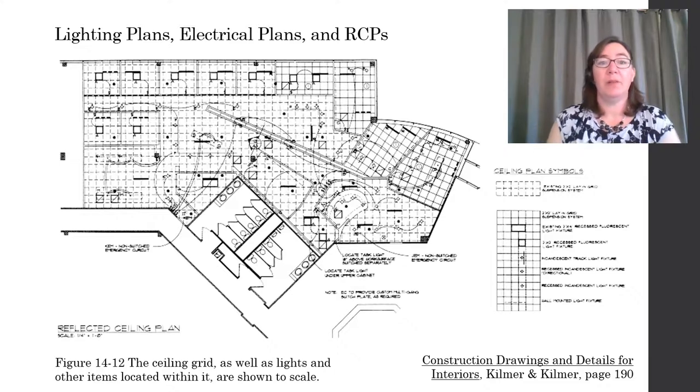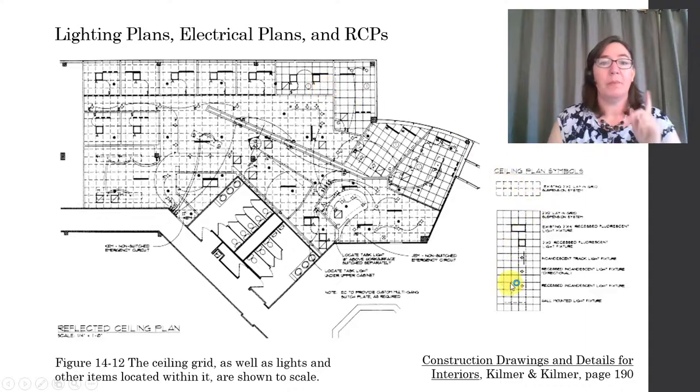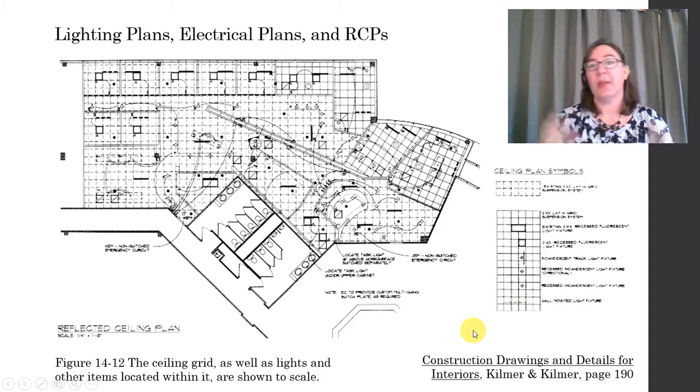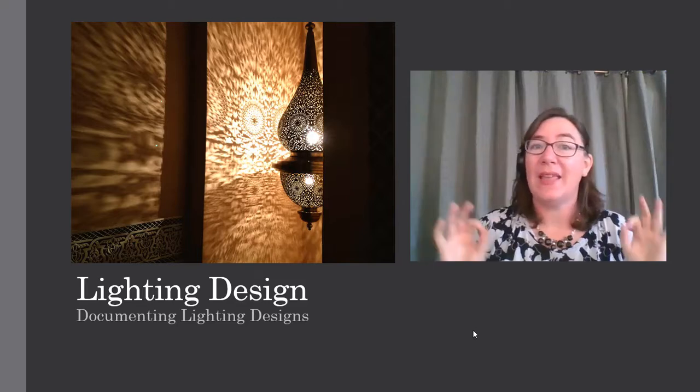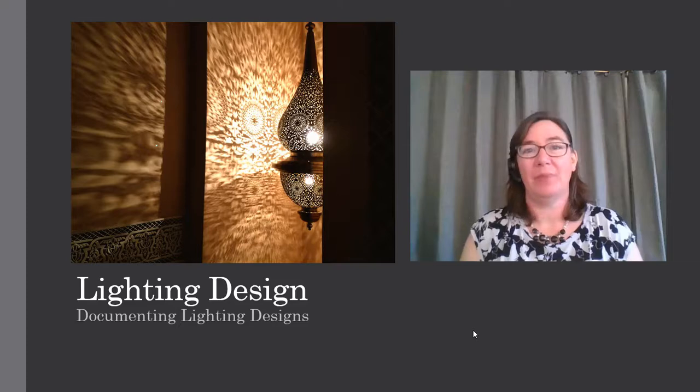Looking at this other example, you can see we have our luminaires located on the plan. Every luminaire on the plan is over here in their legend. But this one does not include dimensions because these luminaires are located within the ceiling grid. Thanks everyone. In this video, we covered luminaires and how to show them on your lighting plans.